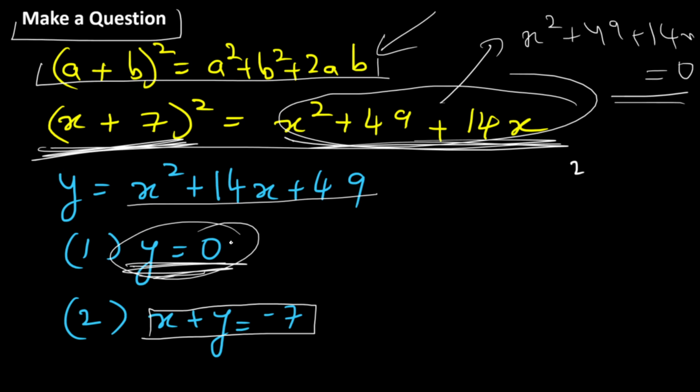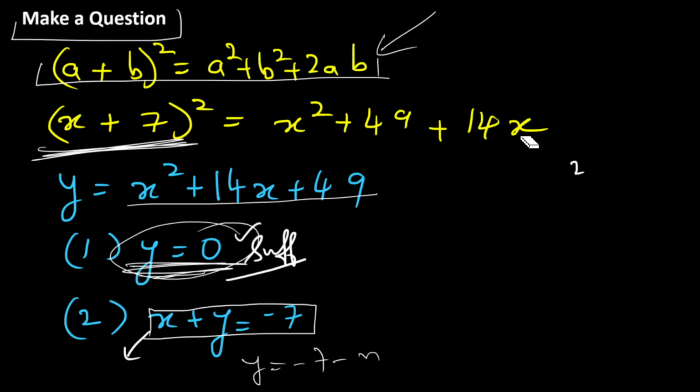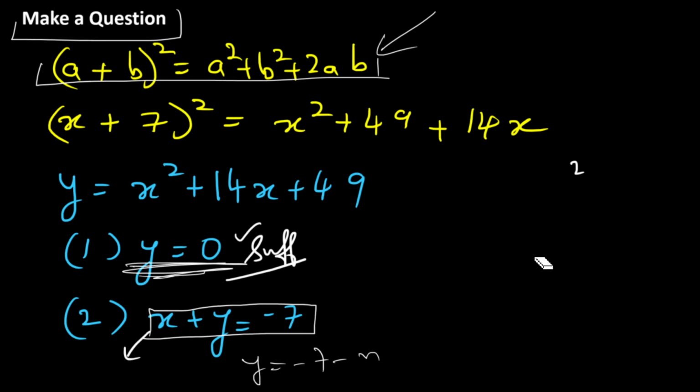Now, we have already seen that statement 1 alone is sufficient. Now, what about statement 2 alone? Let's try to see that if x plus y is equal to minus 7, then I can say that y is equal to minus 7 minus x, right? Y is equal to minus 7 minus x. So let me make some space over here. So if we substitute that into the equation which we formed over here, right, what do we get? We get minus 7 minus x is equal to x square plus 14x plus 49, which is what we had over here.